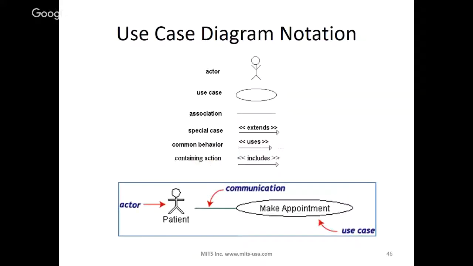So when we look through the notation here, we've got our actor, use case, association, and then we've got these three qualifications that we'll see some examples of shortly. We've got the special case of extending a use case, common behavior for uses, containing means includes. So it's easier to see what this looks like on the examples that follow. All right, so you get a patient make an appointment.